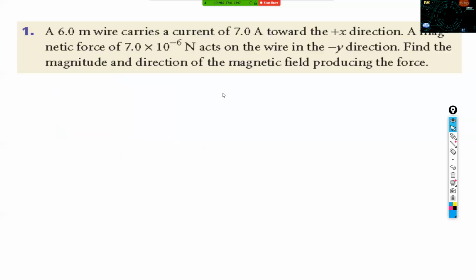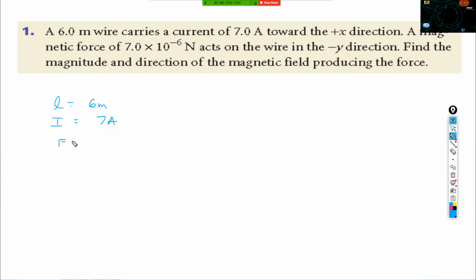So you have a 6 meter wire carrying a current of 7 amps towards the positive X direction, magnetic force of 7 times 10 to the negative 6 newtons on a wire in the negative Y direction. Let's just draw a very simple diagram here. So you have a length of 6 meters, units are good there. I have a current, which is the flow rate, coulombs per second, of 7 amps, and it's feeling a force of 7 times 10 to the minus 6th newtons. You have a force in the y direction. You have a current in the positive x direction.